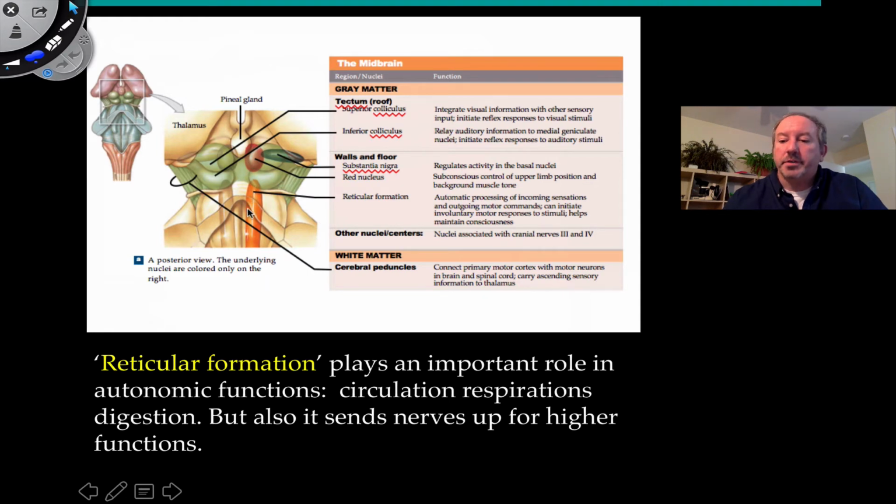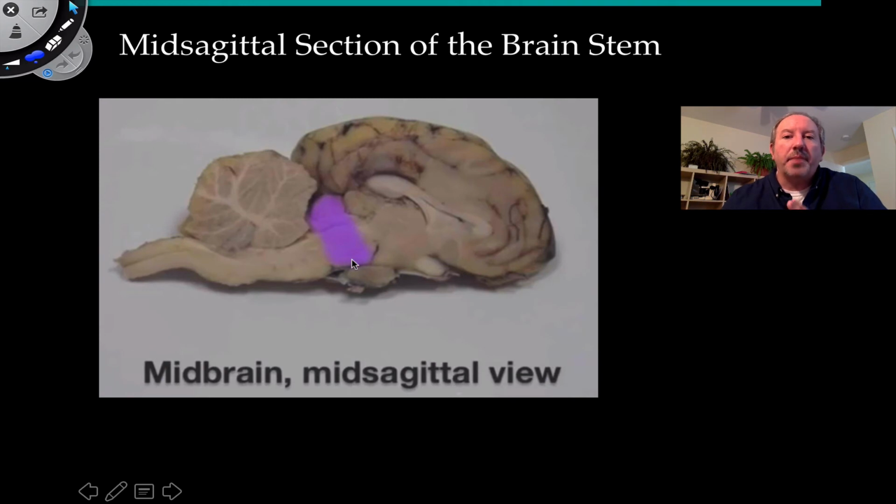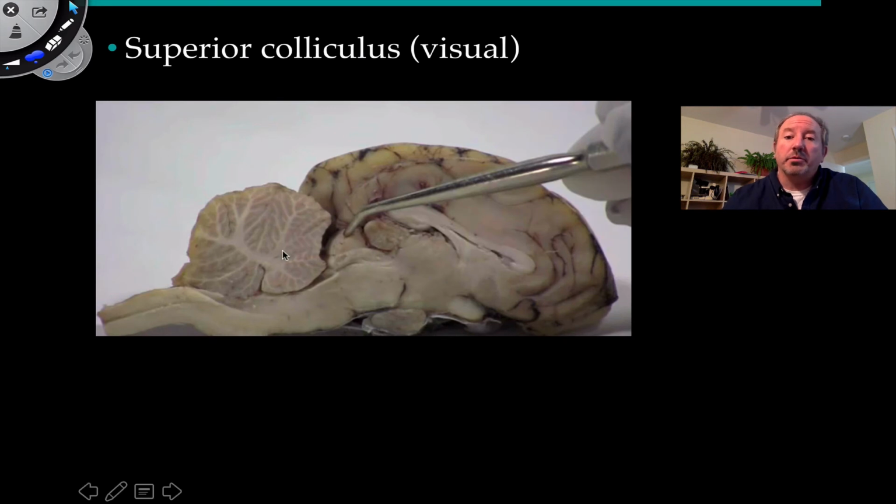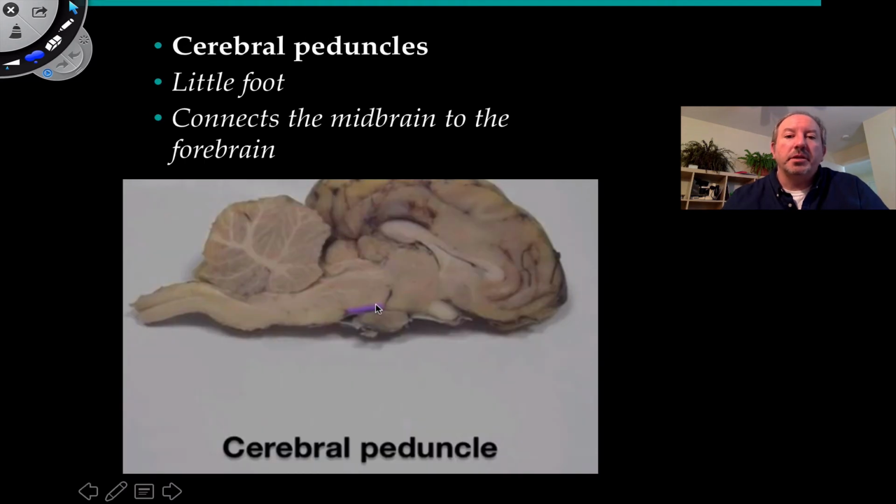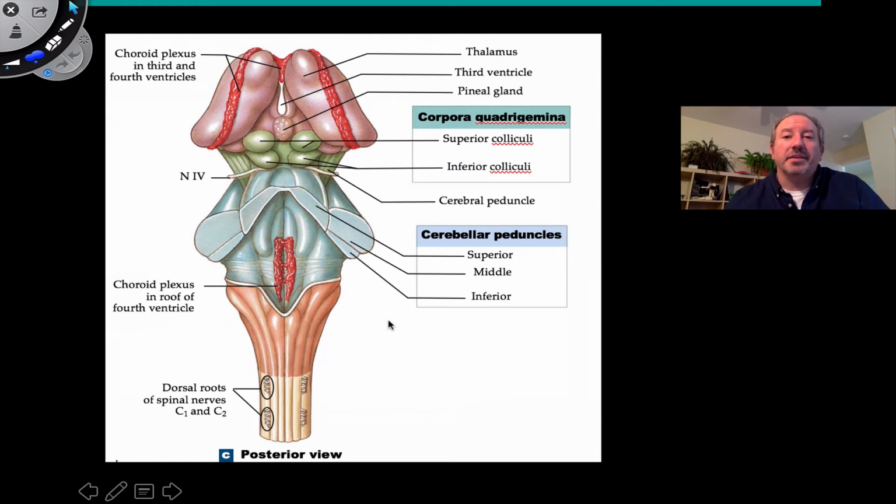So those are significant. Okay, and so just to give you back in the way, this is what we're talking about right here. This is the midbrain, mid-sagittal view of a sheep brain in particular. And then again, while we're looking at the mid-sagittal view, you can notice here's the superior colliculi, which again are having to do with visual, right where it's pointing. The peduncles, you can see, mentioned these before. Here's what they look like mid-sagittal cut. They're right here in purple, and they're known as the little feet, as I was saying before, and they connect the midbrain to the forebrain, which is up here.